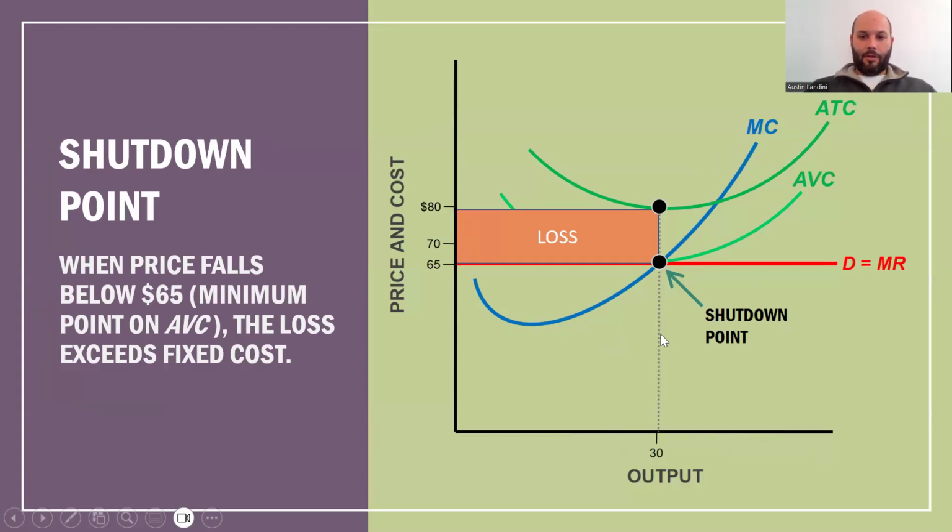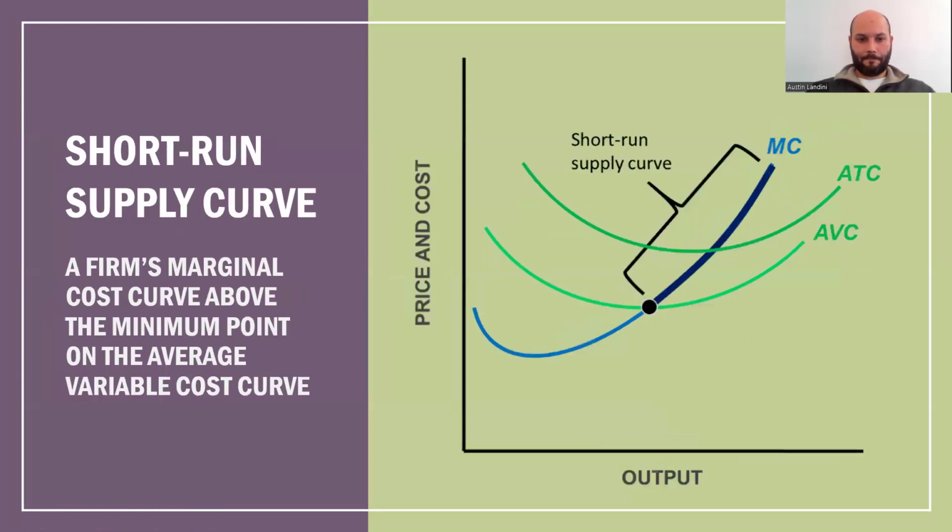But again, the idea is as long as price is above average variable cost, the firm will produce. If the price is below average variable cost, it will not. It's too expensive to produce, and so it will shut down. So the shutdown point is price equals average variable cost. And once again, we'll do a few numeric examples of this upcoming.